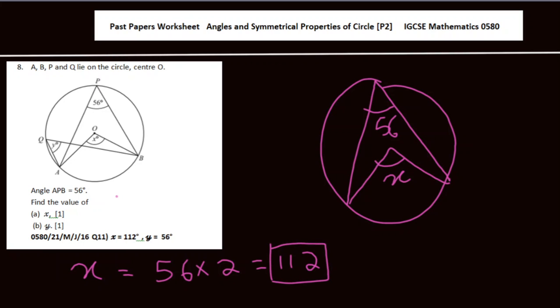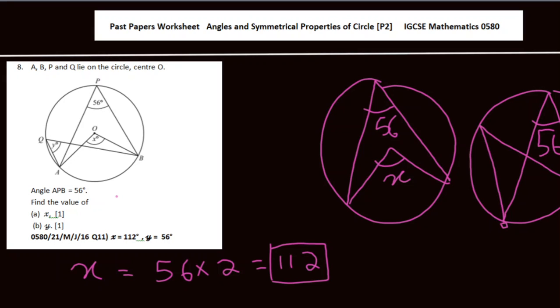And then for Y, we'll use the property that angles in the same segment are equal. So if this angle is 56, then another angle is being formed from the same starting points on the circumference, which is Y. So Y would also be 56. If this is 56, and we have another angle being formed on the circumference from the same starting points, then Y would be 56 as well.